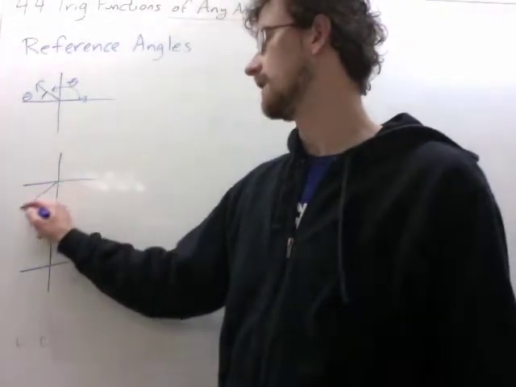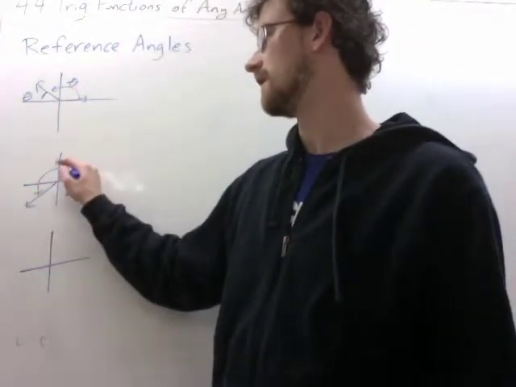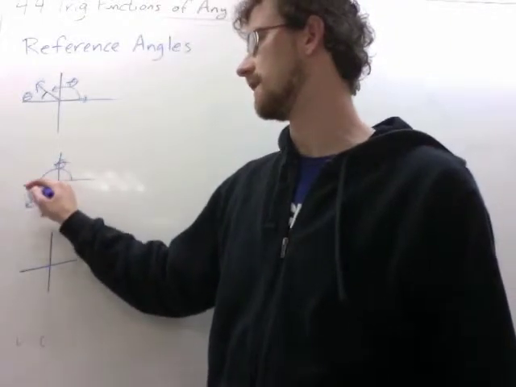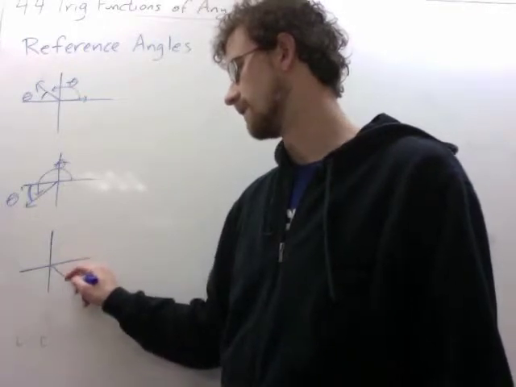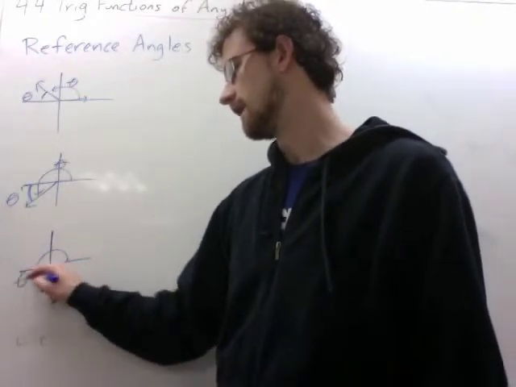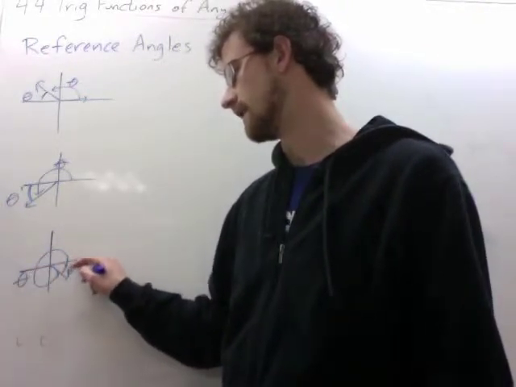In quadrant 3, if this is our angle, our reference angle is still that acute angle to the x-axis. If our angle is in quadrant 4, this is our angle, and the reference angle is this one right here.